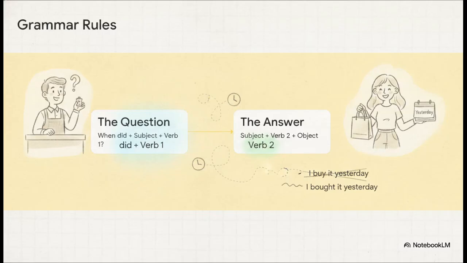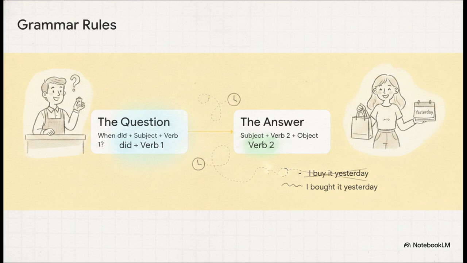Now, English uses a very specific pattern for talking about past events, which we call the simple past tense. It's kind of like a formula. When the shop assistant asks you their question, they use the helping word did. Check out the pattern. When did plus the subject followed by verb 1. The word did basically forces the main verb to stay in its original form.